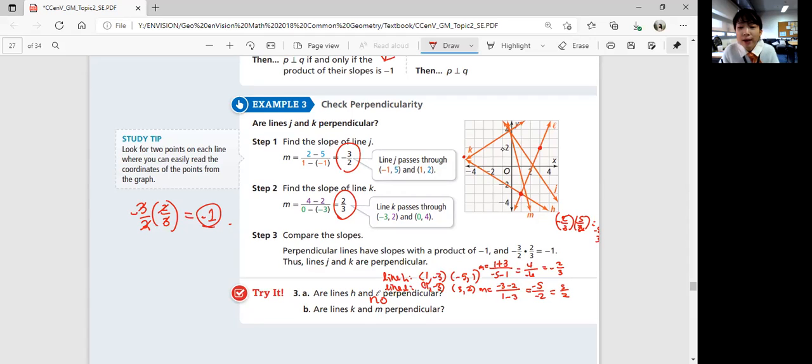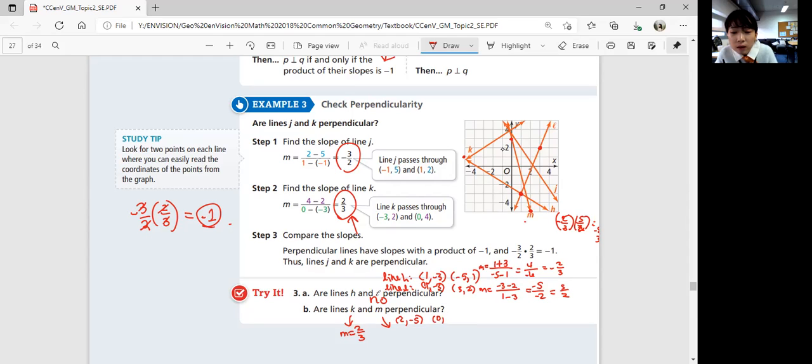What about K and M? We already know that the slope of K is 2 over 3, right? And M, have we figured that out yet? No. So let's figure the slope of M out. Pick 2 points: 2, -5, and let's pick this one.